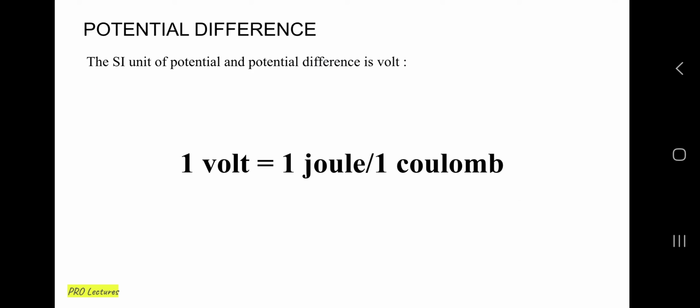The SI unit of electric potential and potential difference is 1 volt, which is defined as 1 volt equals 1 joule per 1 coulomb. To put it simply, 1 volt is the potential difference between 2 points if 1 joule of work is done in moving 1 coulomb of charge between them.